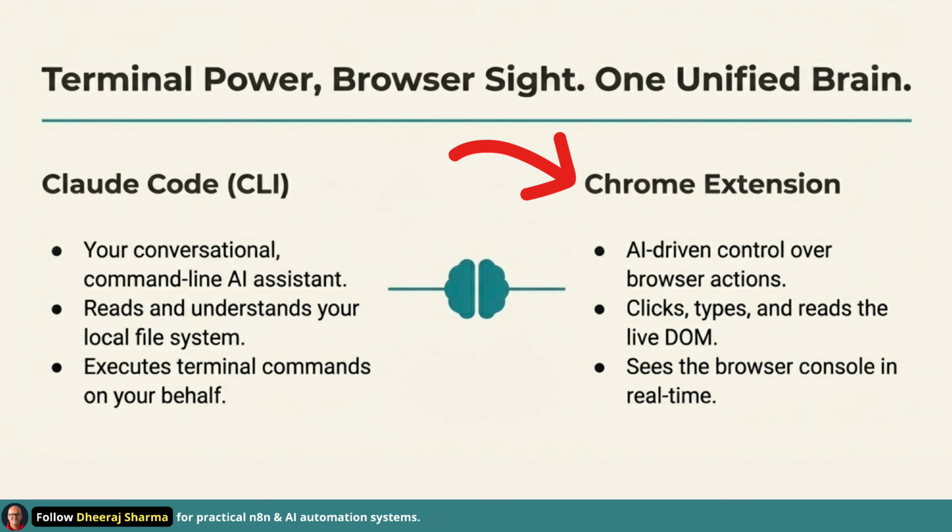Now on the other hand, we have Claude for Chrome as a browser extension. It lets AI see what is on your screen, take actions on it, click buttons, fill forms, and navigate pages. When you connect them together, Claude Code can do both for you. It can build the apps right in the terminal and then test them out in the browser.